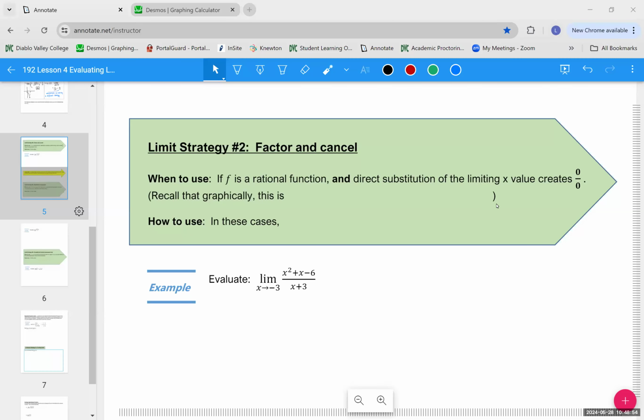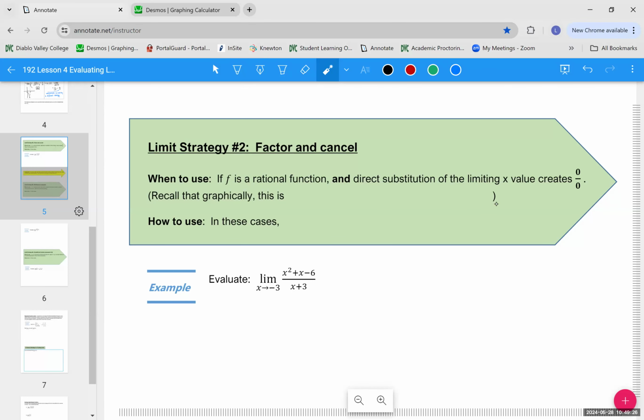Okay, so here are the strategies that we have available to us when we are stuck with 0 over 0. The first one is factor and cancel. I'm going to point to this example down here. If you are looking at a polynomial over a polynomial, it's definitely reasonable to see if you can factor and cancel. If the top or the bottom factors and you can cancel out a factor, that may very well help you evaluate the limit.